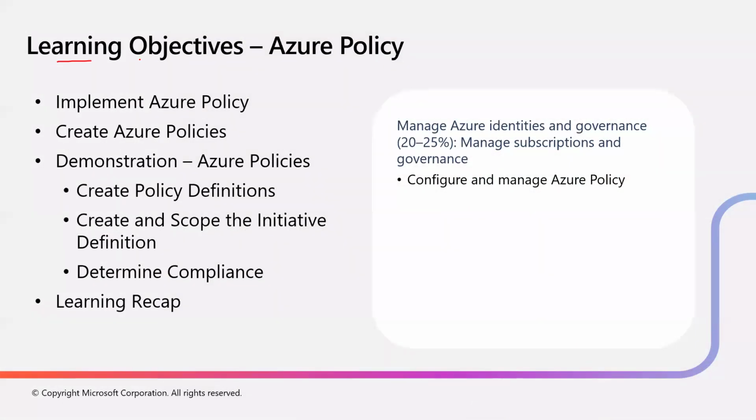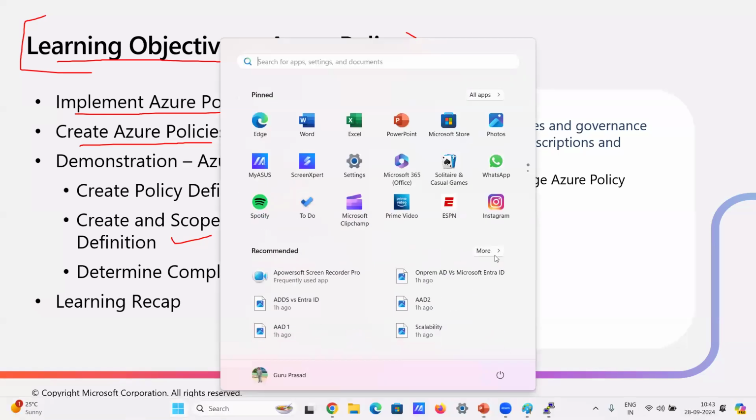Now, Azure policies. In this, we're going to see how you can implement the policy. What are Azure policies? Policies involve creating a policy definition, scope, the initiative, and defining compliance. This we are going to see now.